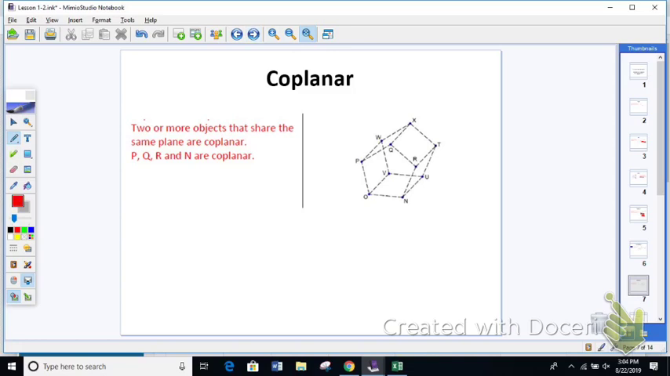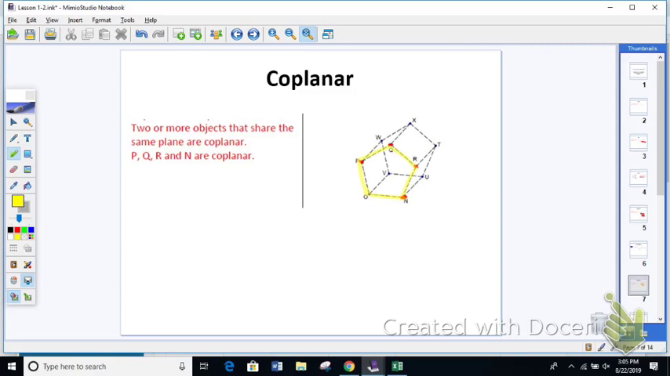So here they are talking about points P, Q, R, and N. And they are telling me that those 4 points are coplanar. If I look at the flat surface that those 4 points are on, that flat surface is this pentagon that I see.